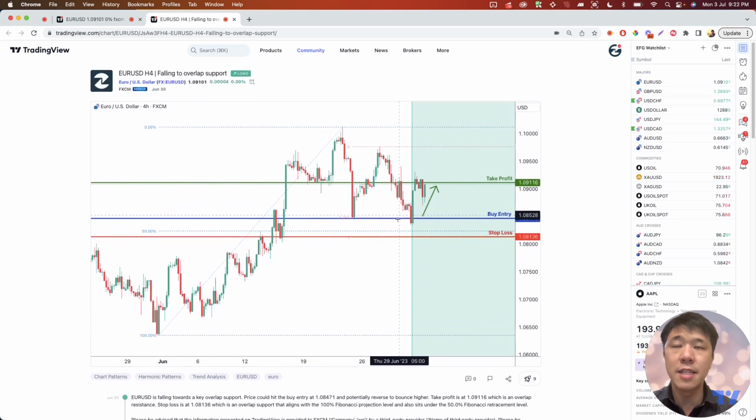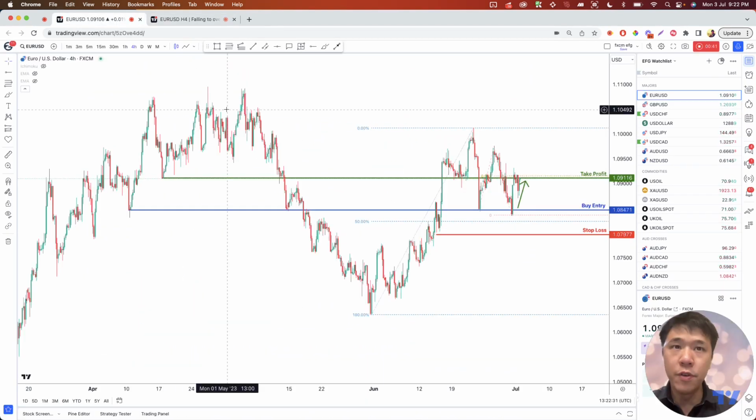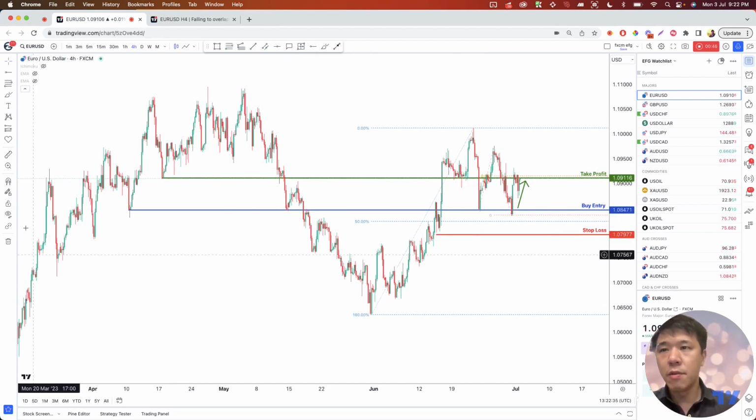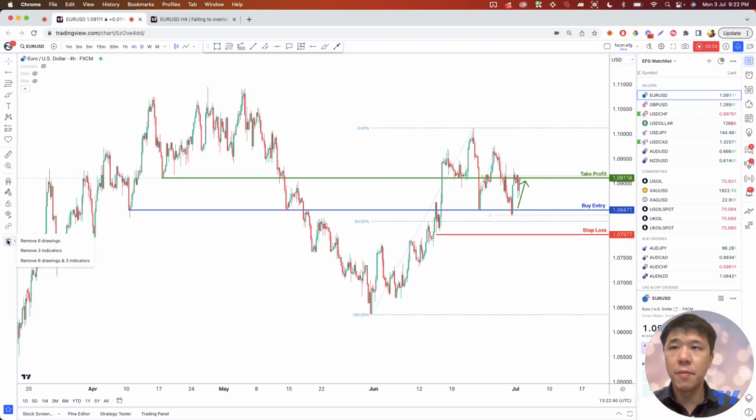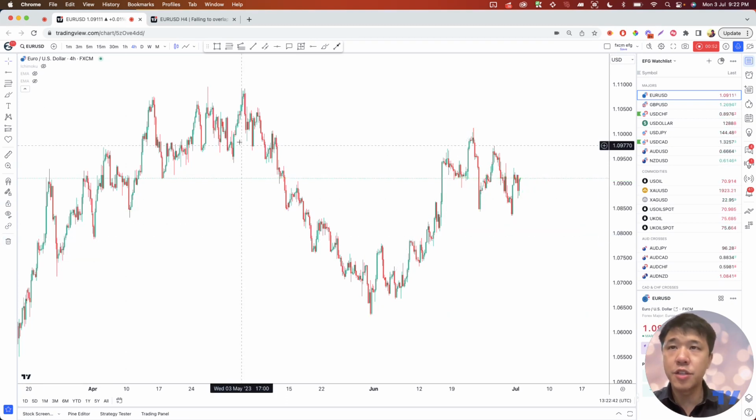How did we get this level? We'll be doing a review today on how we got the level. First and foremost, the picking of the entry is very important.